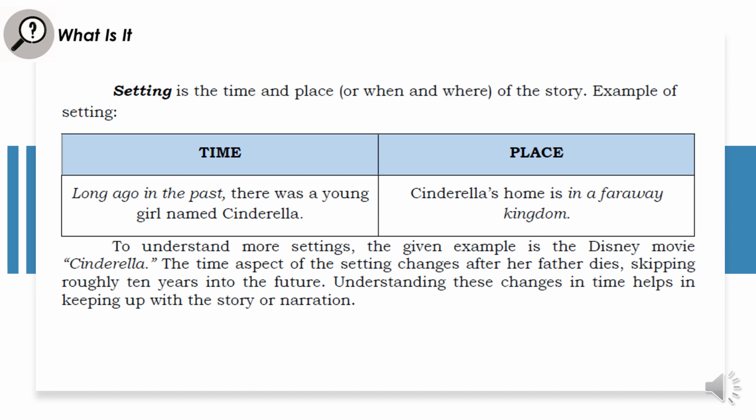Example of setting? Time. Long ago in the past, there was a young girl named Cinderella. Place. Cinderella's home is in a faraway kingdom. To understand more settings, the given example is the Disney movie Cinderella. The time aspect of the setting changes after her father dies, skipping roughly 10 years into the future. Understanding these changes in time helps in keeping up with the story or narration.